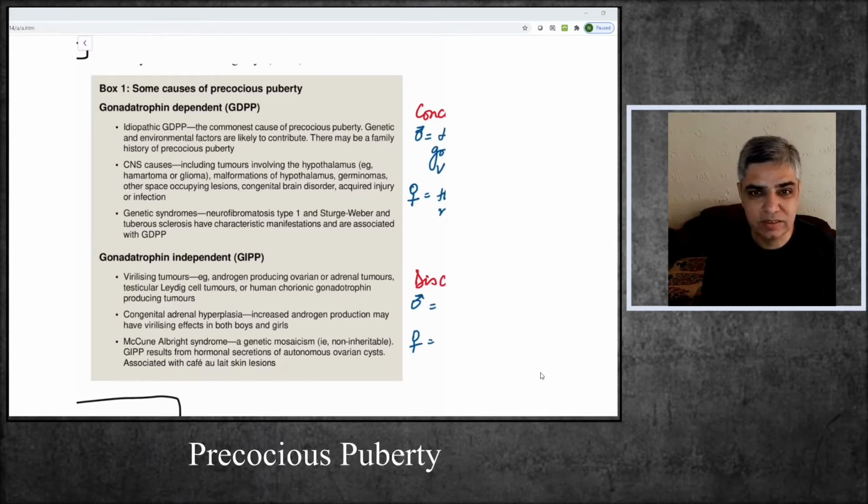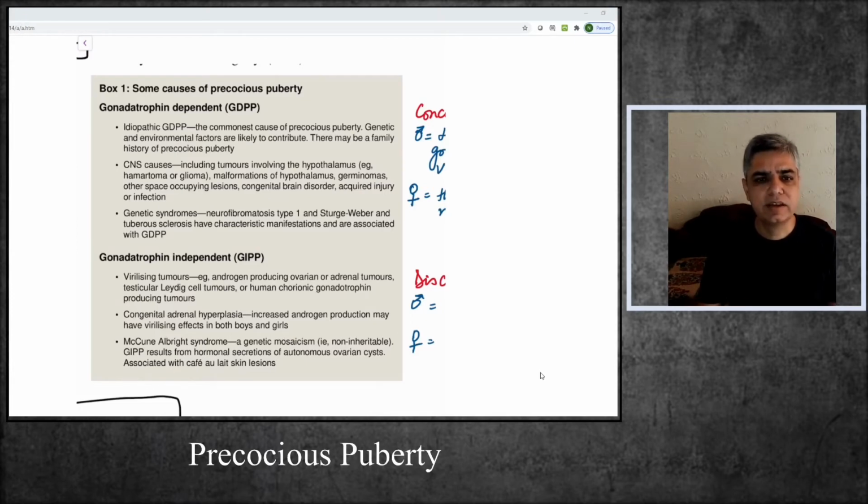Different research has shown different things, and they say that genetic and environmental factors are most likely to contribute, and usually there is a family history of precocious puberty in such families. One of the parents might have had precocious puberty, so there might be somebody in every generation who has it. So environmental factors, genetic factors, racial factors might be responsible, and this is what we call idiopathic gonadotropin dependent precocious puberty. We are not able to find a cause.